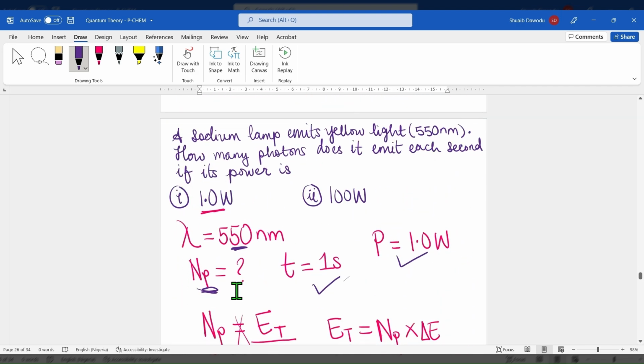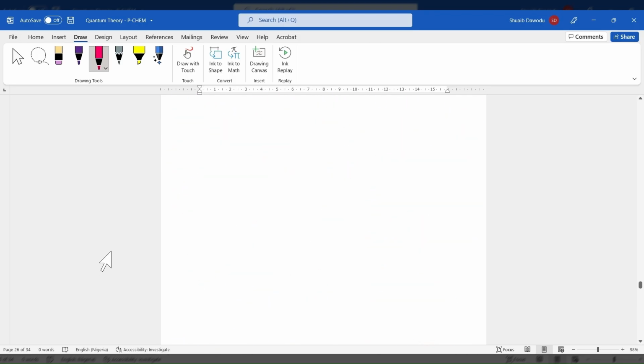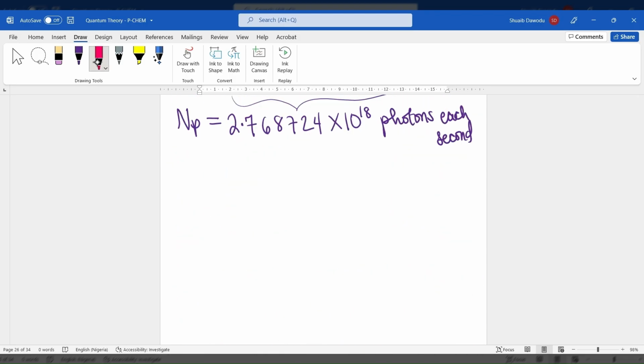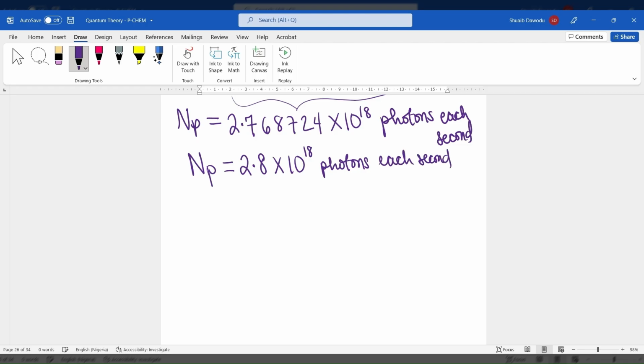We see that this one here is in 3 sig figs, that we were given 1 second. They did not really tell us how many sig figs, but we've been given our power to be in two sig figs. So I'm going to rewrite the answer to this question. The number of photons ends up becoming 2.8 times 10 raised to the power of 18 photons each second. So this is basically the answer to the question. That is it.